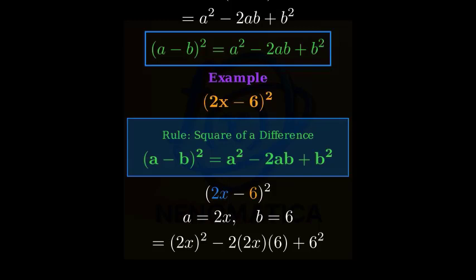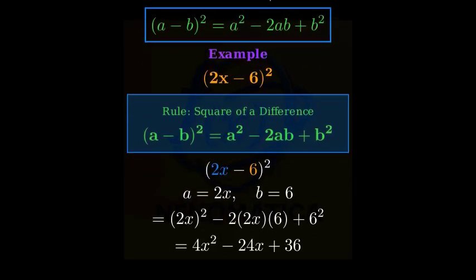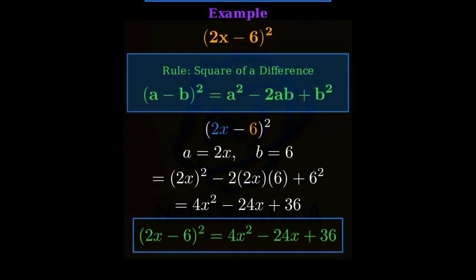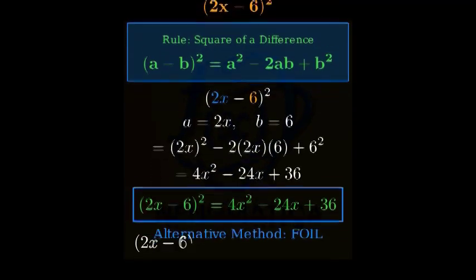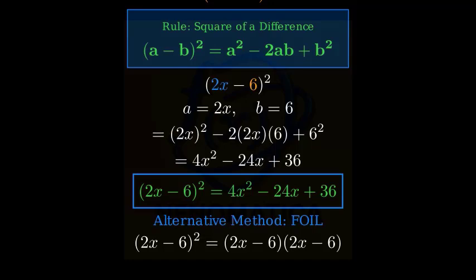Now let's simplify. 2x squared equals 4x squared. 2 times 2x times 6 equals 24x. And 6 squared equals 36. So our final answer is 4x squared minus 24x plus 36. Let's verify this result by expanding the expression using another method. We'll multiply 2x minus 6 by itself using the FOIL method.